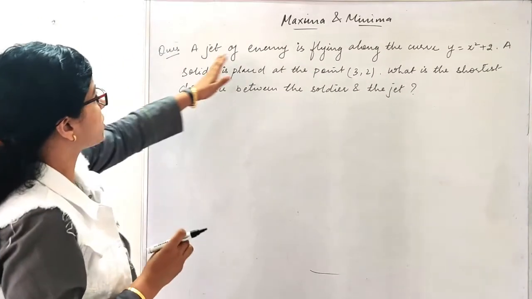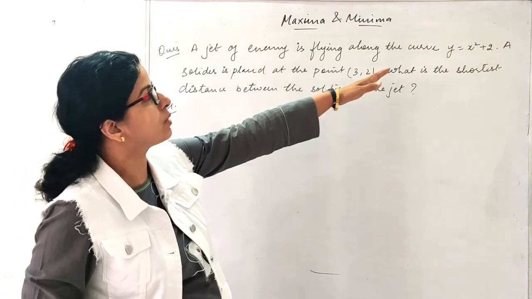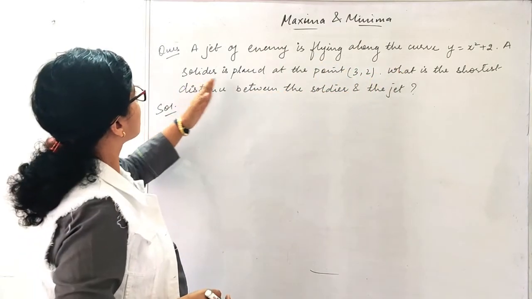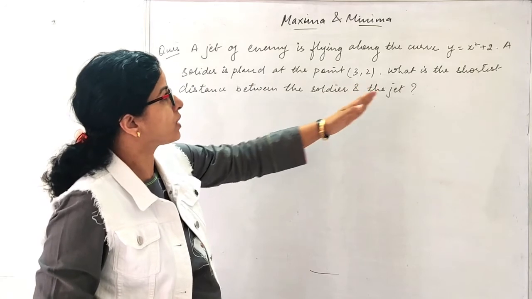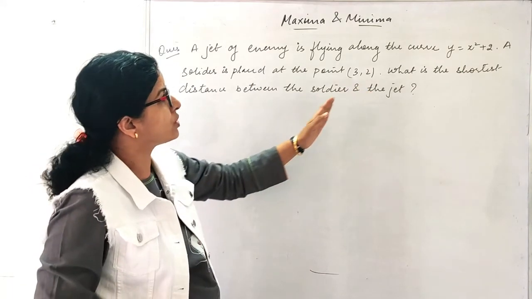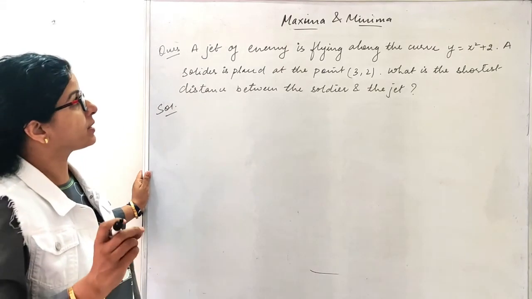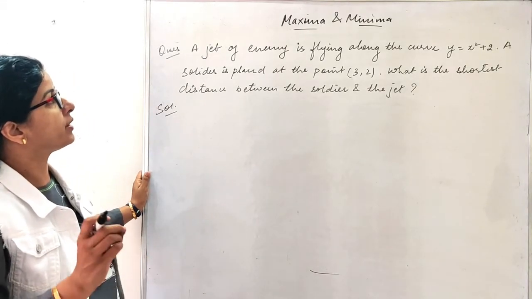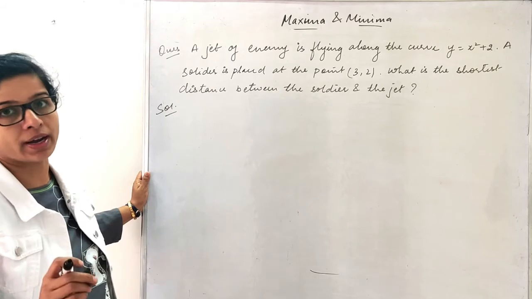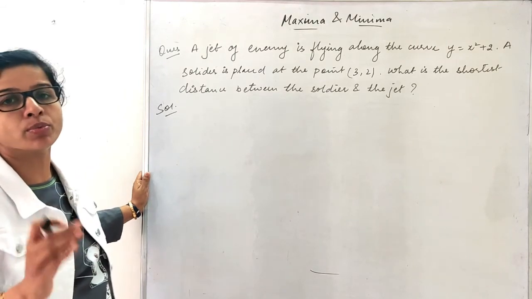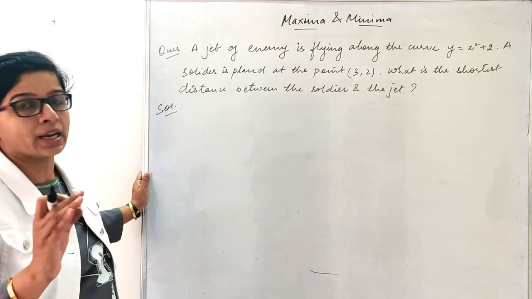Let us check this question. A jet of the enemy is flying along the curve y is equal to x square plus 2. A soldier is placed at point (3, 2). What is the shortest distance between the soldier and the jet? So let us take (x, y) as a point at which the enemy plane is flying. Let (x, y) be the position of the enemy plane.